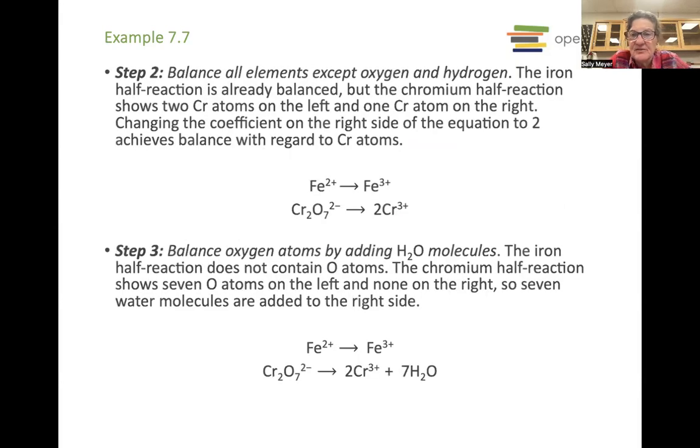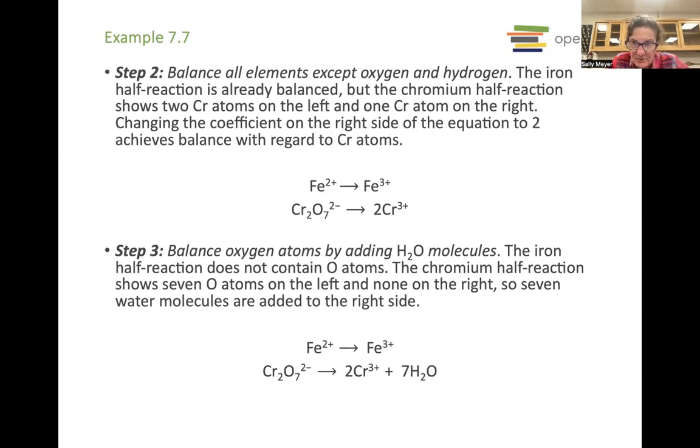And now we're going to balance for all elements except oxygen and hydrogen. So the first one's already balanced, 1 iron, 1 iron. But the dichromate, you have 2 chromium atoms in each of those anions. So you're going to have to put a 2 out front of the Cr3+.